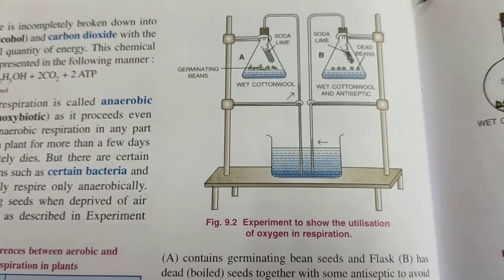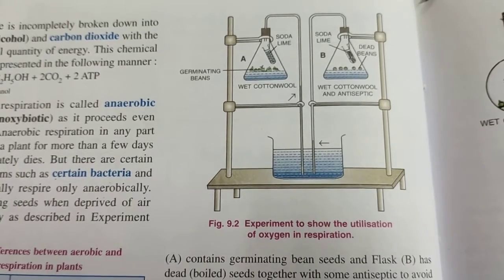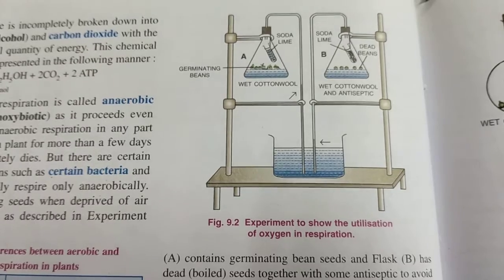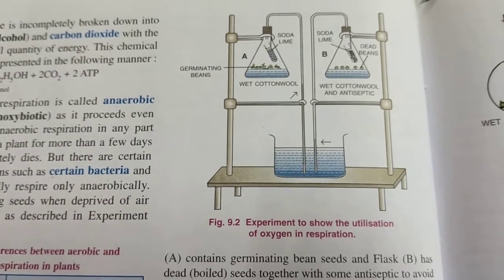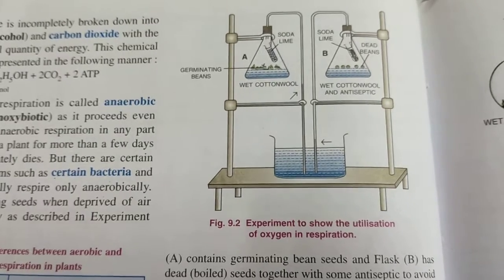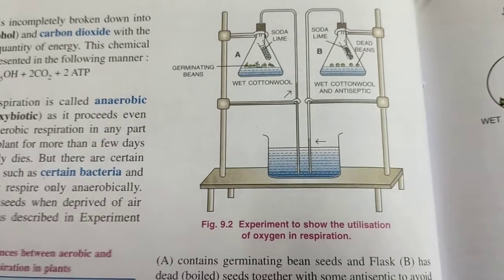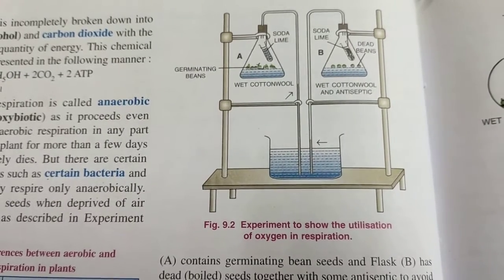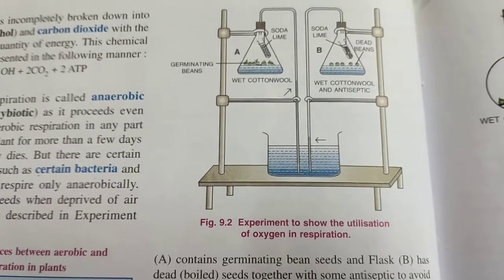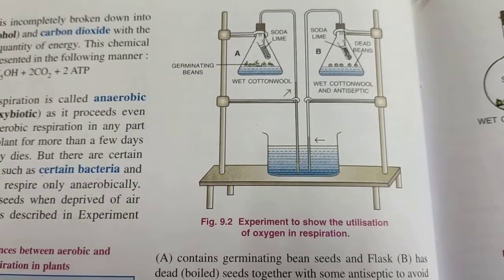This proves that oxygen was absent in flask A, showing thereby that it was used up by the germinating seeds, and the volume of oxygen so used up was indicated by the rise of water level in the delivery tube. So, I hope you have understood how we are proving that oxygen is used up in respiration. Because germinating beans are living beans and boiled beans are dead beans, and we have made all the CO2 to be absorbed by the soda lime solution.